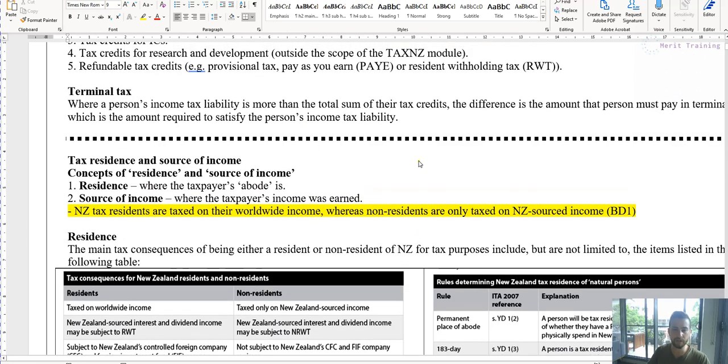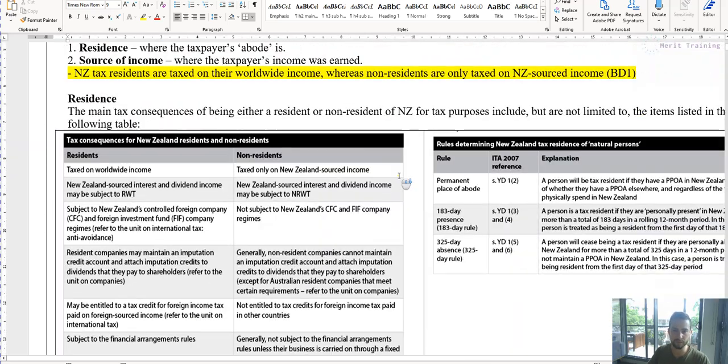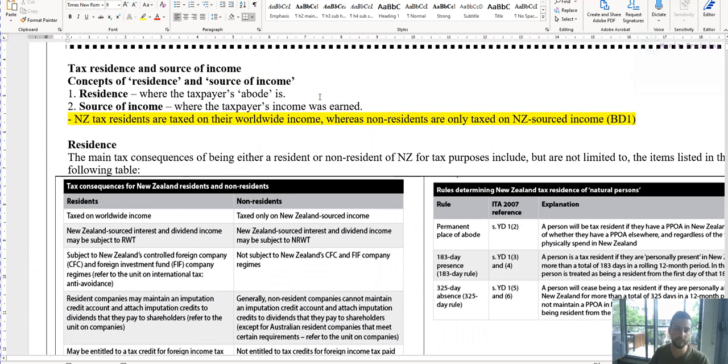Okay, so that's the end of the general overview. Still in chapter 1 though, but we're going to talk about the concept of tax residence and source of income. So the basic principle is that tax residents are taxed on their worldwide income, whereas non-residents are only taxed on New Zealand sourced income. So if I am a New Zealand resident, and this is an important word, resident, I have rental property in Australia, and I have shares in the United States. I will be taxed on all of them.